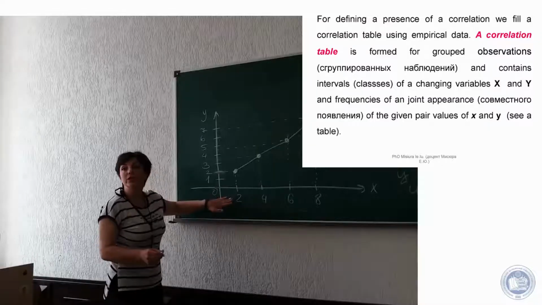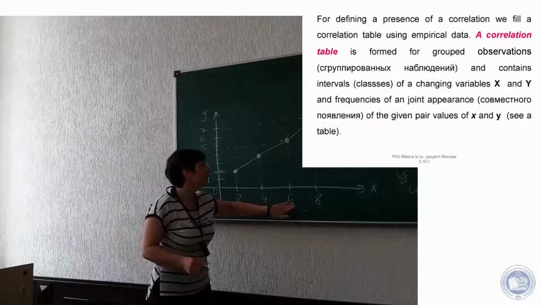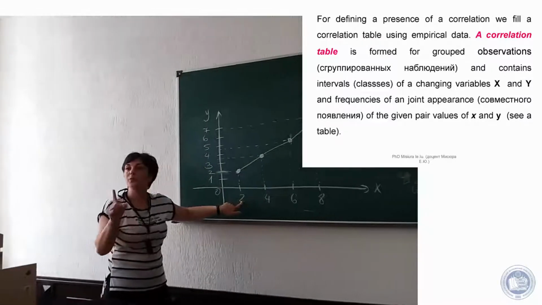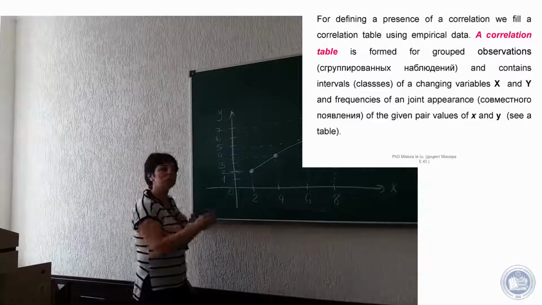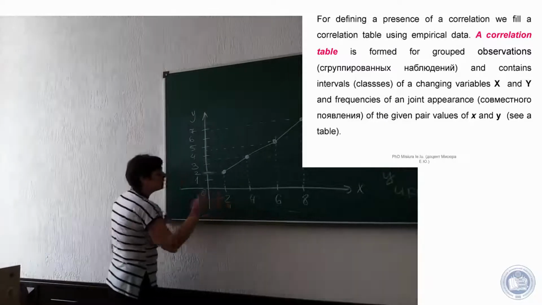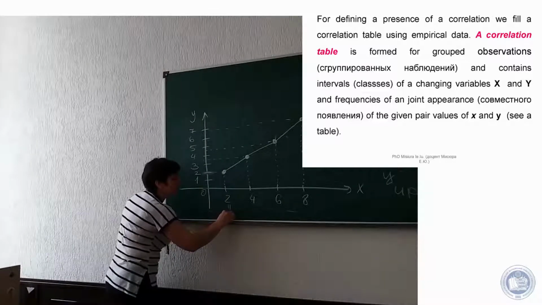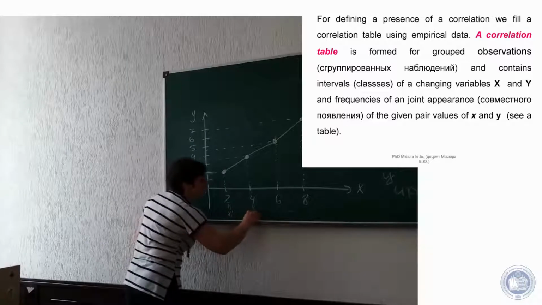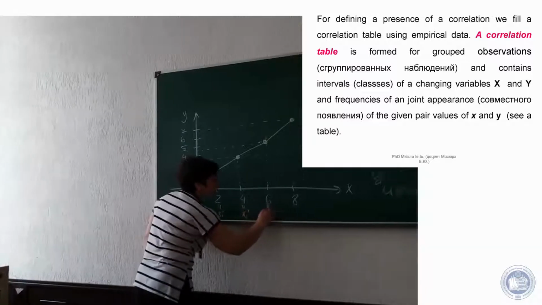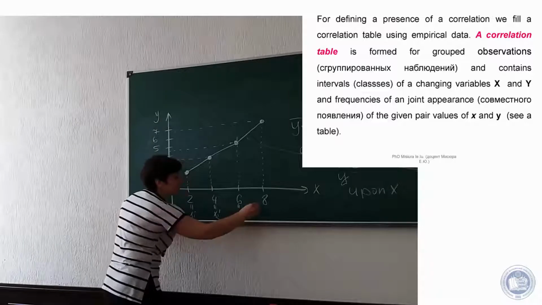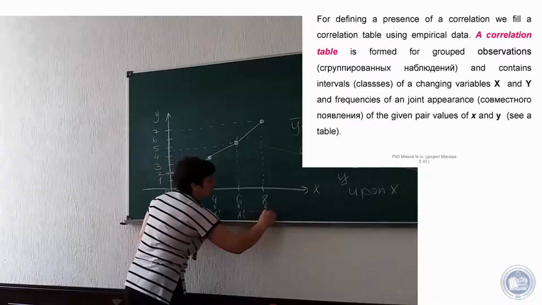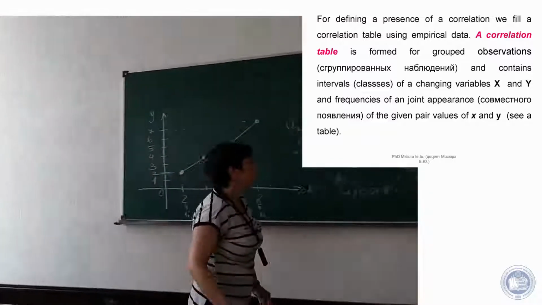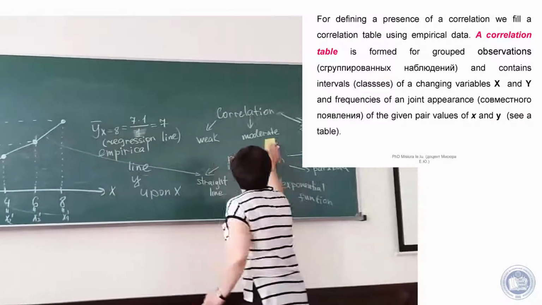Students, you have values of x: 2, 4, 6, and 8. Please remember, each value will be a midpoint. То есть это каждая у вас серединка. For example, 2 will be x1 prime. Next, 4 will be x2 prime. And 6 will be x3 prime. 8 will be x4 prime. Students, how to find limits for values of x?